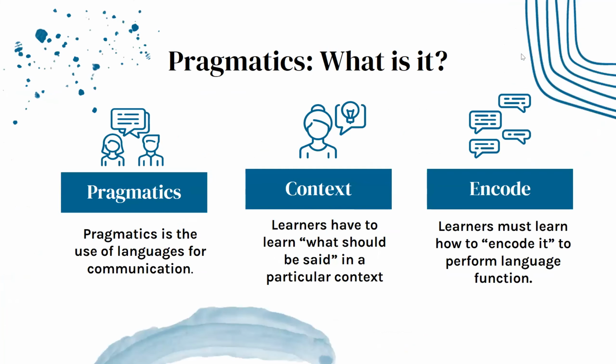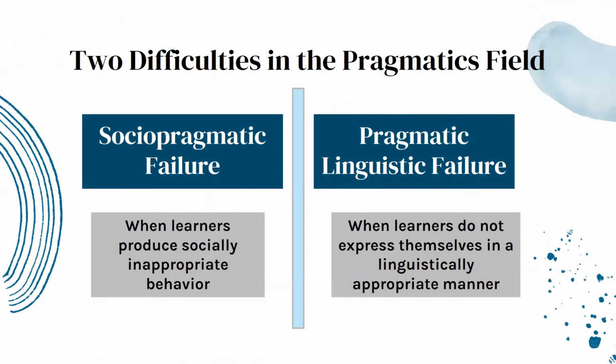Another thing that we touch on in the class is pragmatics. Pragmatics is the use of language for communication. The context is that learners have to learn what should be said in different contexts and environments. And then after that, they have to learn how to encode what's being said to perform language function. So these are two of the things we touch on with the students.